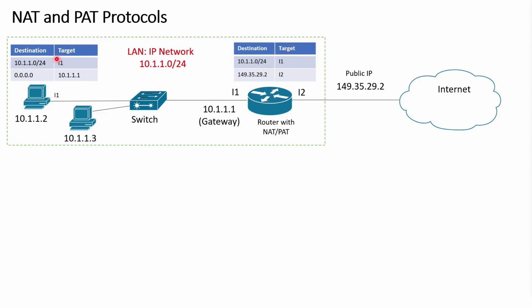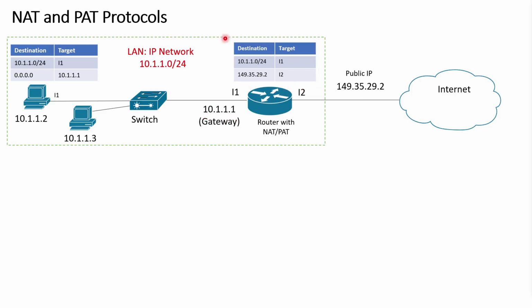Let's start with this route table. In this route table, if the destination is the local area network, we send the traffic to the target I1, this target. And if the destination is not in the local area network, we send the traffic to this IP. This IP is the gateway.